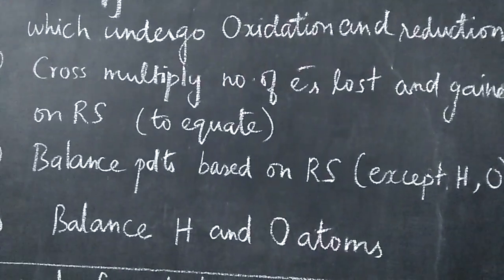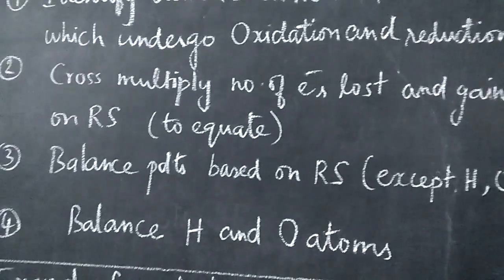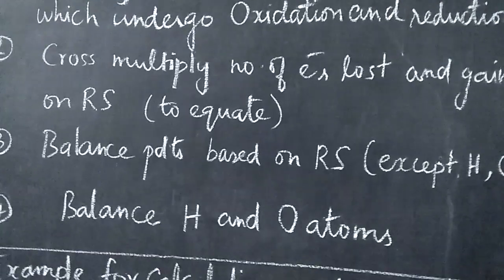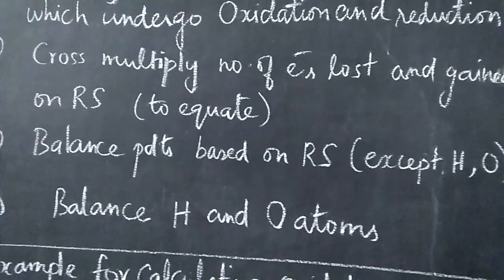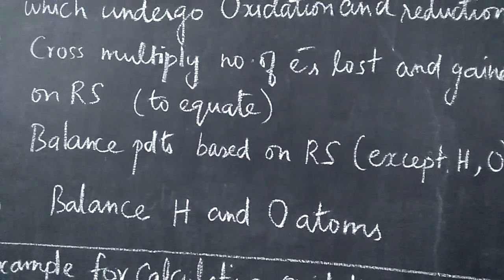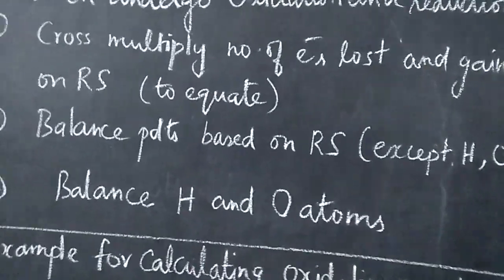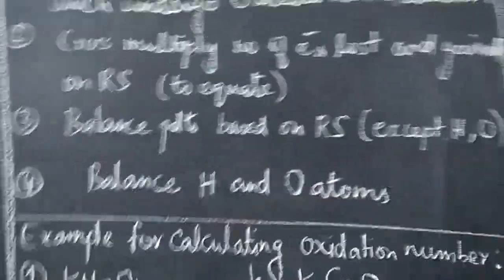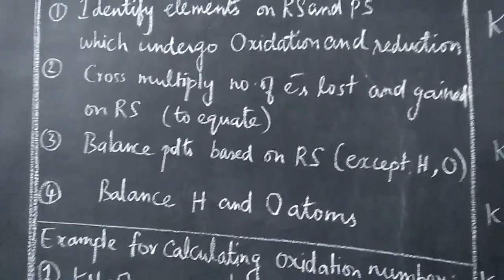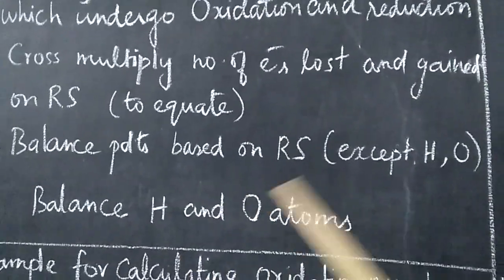Why? Already we know that the number of electrons lost is equal to the number of electrons gained. See, one element is going to lose electrons, another element is going to gain electrons. So this should be compensated. For example, one element is going to lose 2 electrons. Another element can gain 3 electrons, but only 2 electrons are lost by this element. You cross multiply, it will be balanced. So this is how you can equate the number of electrons lost and gained in a reaction. And then the next step is balance the products based on the reactant side.